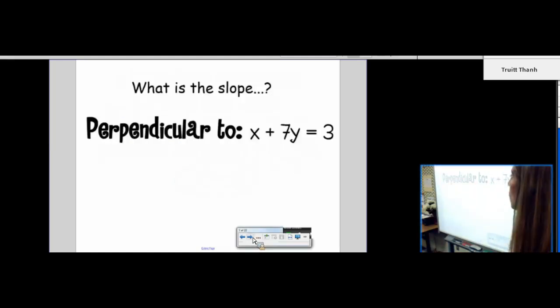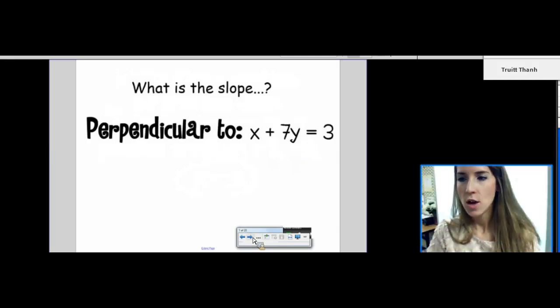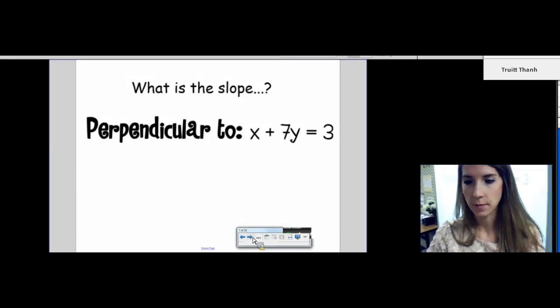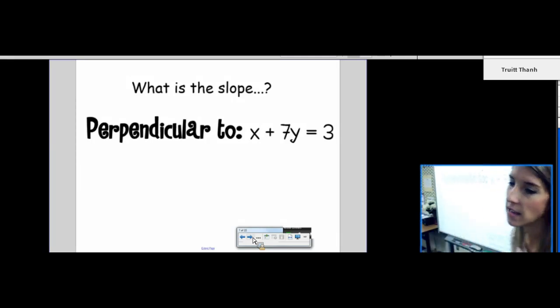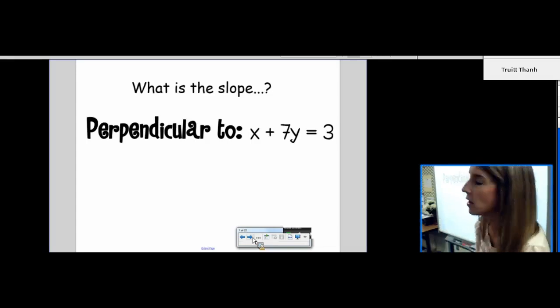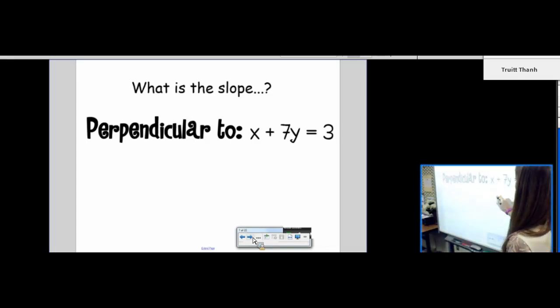Next problem. What is the slope of a line perpendicular to x plus 7y equals 3? While we're waiting on him to answer, we can start solving it. You do not know the slope of this line unless you use the little trick I taught you, but you don't know the slope until you get this into slope-intercept form.